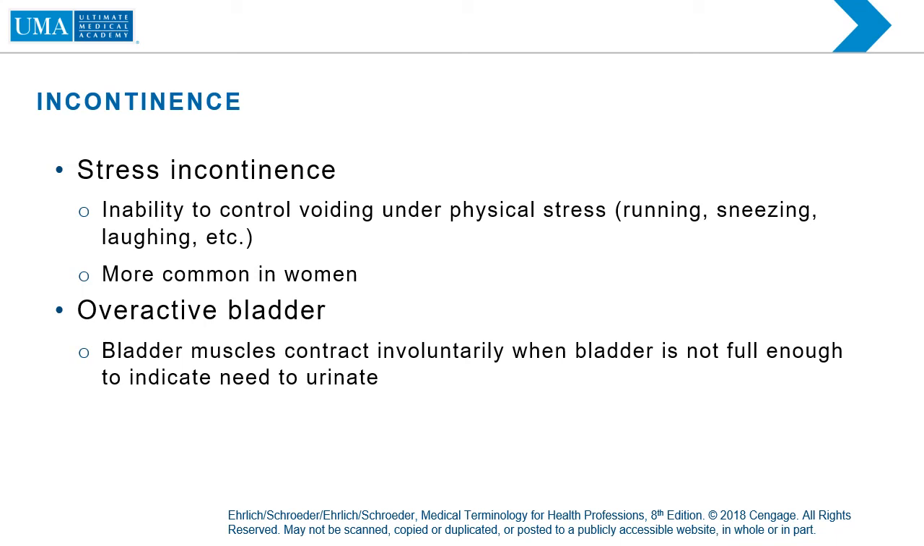We also have an overactive bladder, and you may see this abbreviated with OAB. We also call this urge incontinence, and this occurs when the muscles of the bladder contract involuntarily, even though the bladder isn't actually full enough to create the need to urinate. Now, we have our urinary sphincters, and relaxation occurs in response to the need to urinate. Keep in mind, the purpose of those urinary sphincters is to open and close.